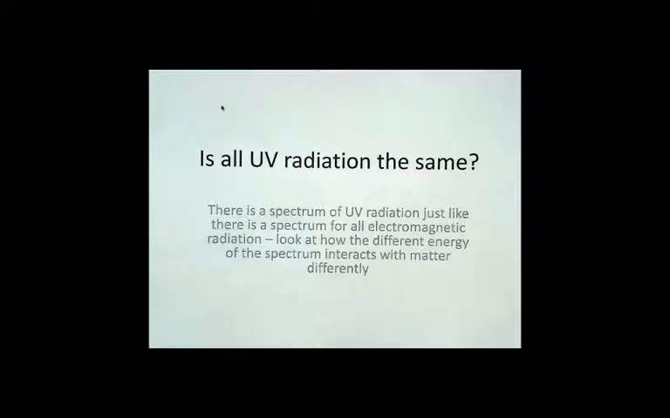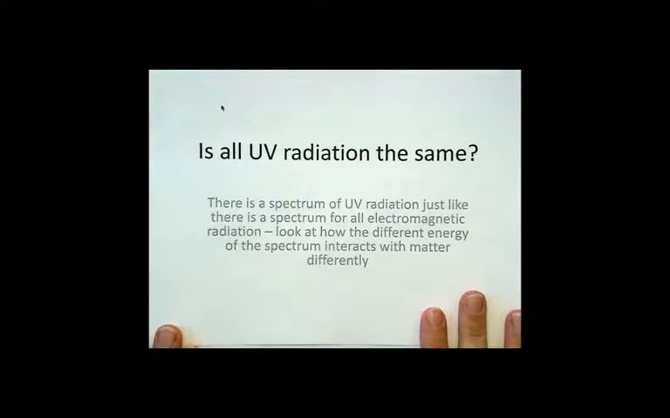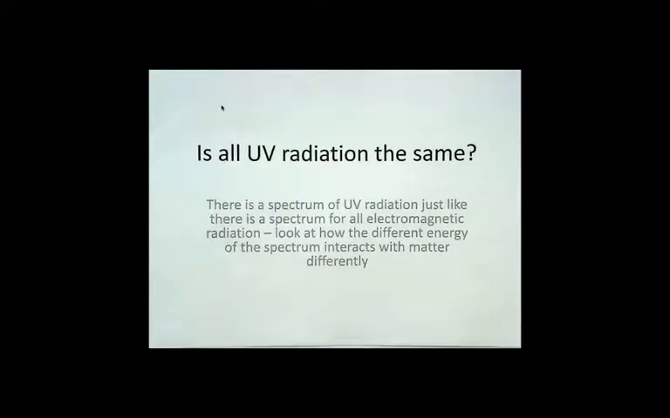At the end of Lecture 15, we were talking about, is all ultraviolet radiation the same? And we recognize that all visible radiation isn't the same. We know that because we can see a spectrum, and it varies from 400 nanometers to 700 nanometers. And now we also know that there's a relationship between the wavelength of the light and the energy.